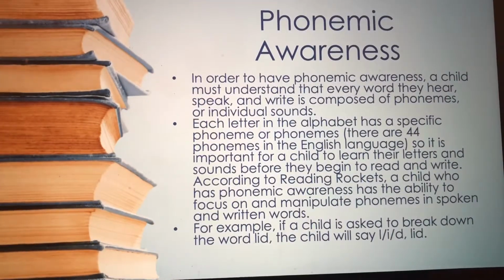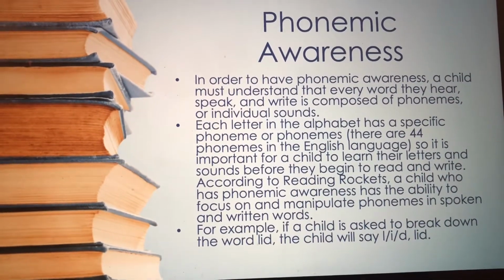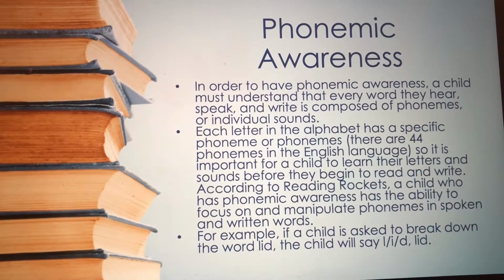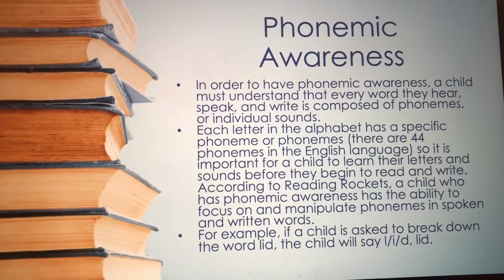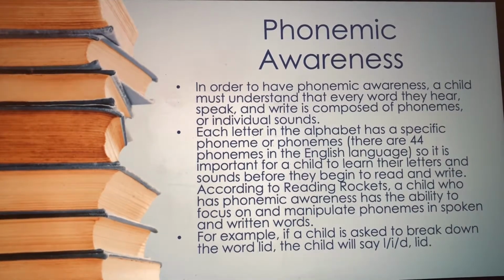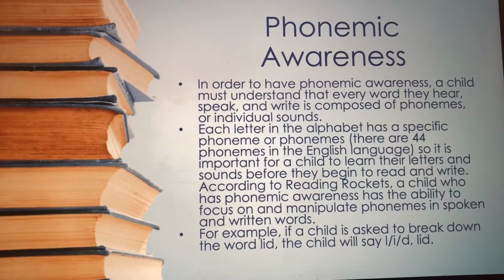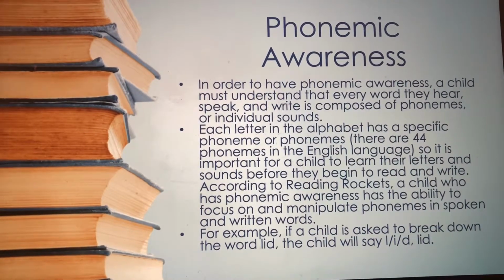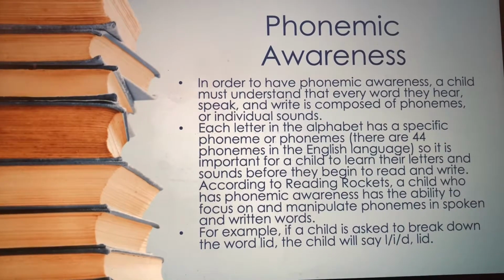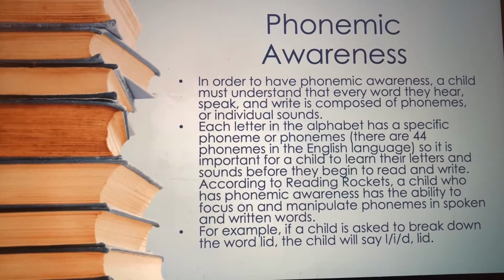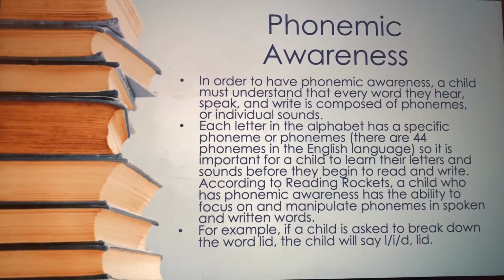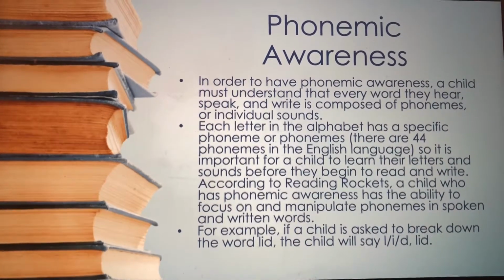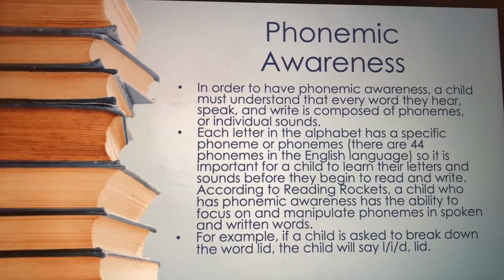So in contrast to phonological awareness, phonemic awareness is the ability for a child to recognize that each letter has a different sound. So in order to have phonemic awareness, a child must understand that every word they hear, speak, and write is composed of phonemes or individual sounds. Each letter in the alphabet has a specific phoneme or phonemes, and there are actually 44 phonemes in the English language. There are 26 letters in the alphabet. So it is important for a child to learn their letters and sounds before they begin to read and write.